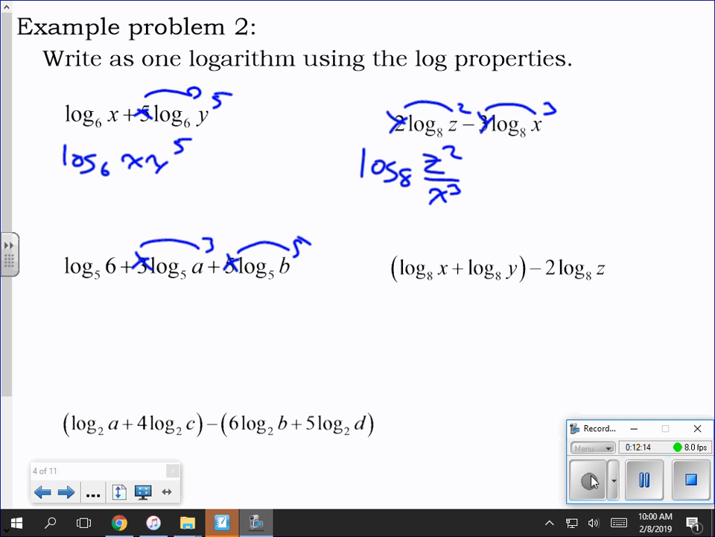And then this is all addition. Log base 5 of 6a cubed b to the 5th. Now you'll notice on the next one, I have it grouped. So the stuff that's in front goes in my numerator, it's addition. The one that's by itself, the subtraction, goes in the denominator. I bring the 2 up. Log base 8 of xy over z squared.